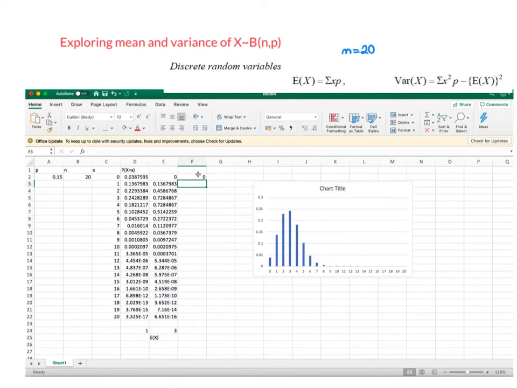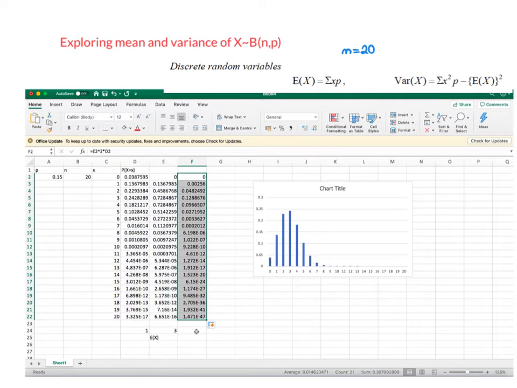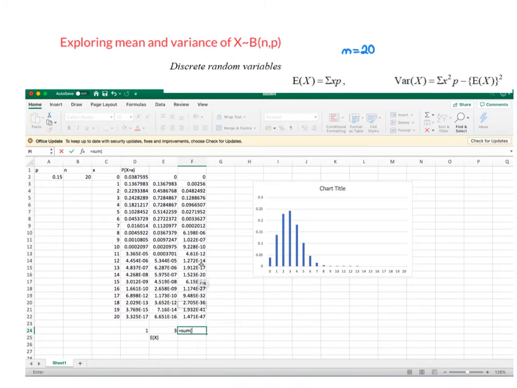Times the probability, yeah, and then if I drag down, I'll generate for each row. So then I will add equals sum. All these values, I select them, and I subtract the E of x squared. Now, let me stop. I see I have an error, because a variance cannot be negative.